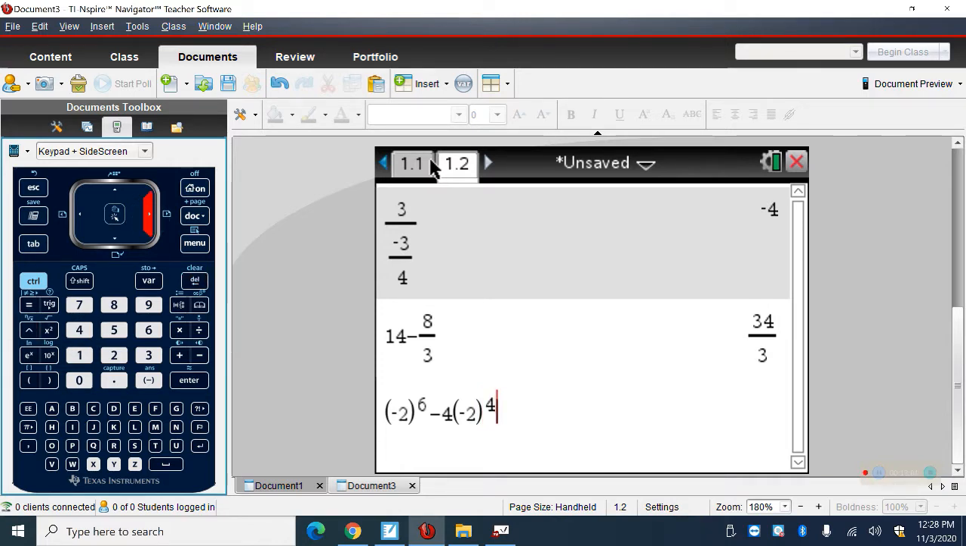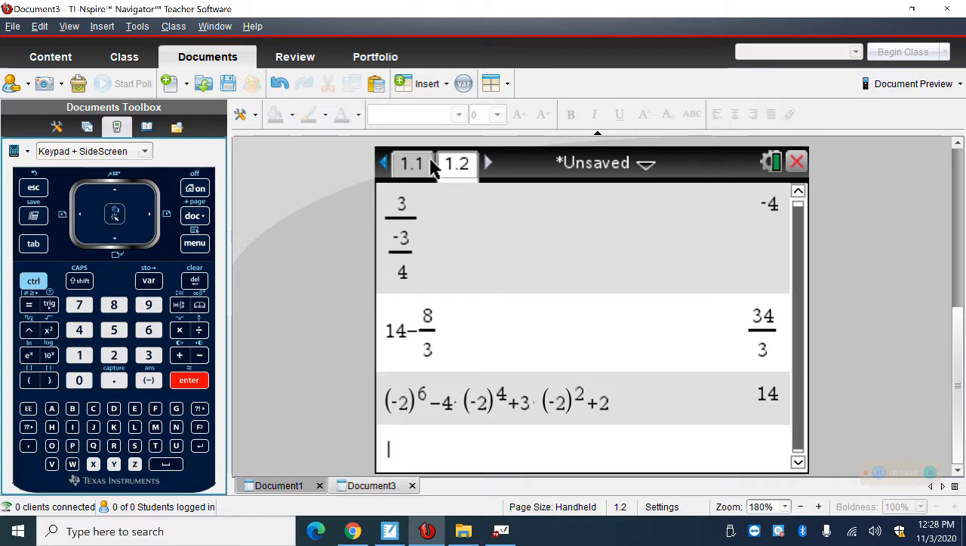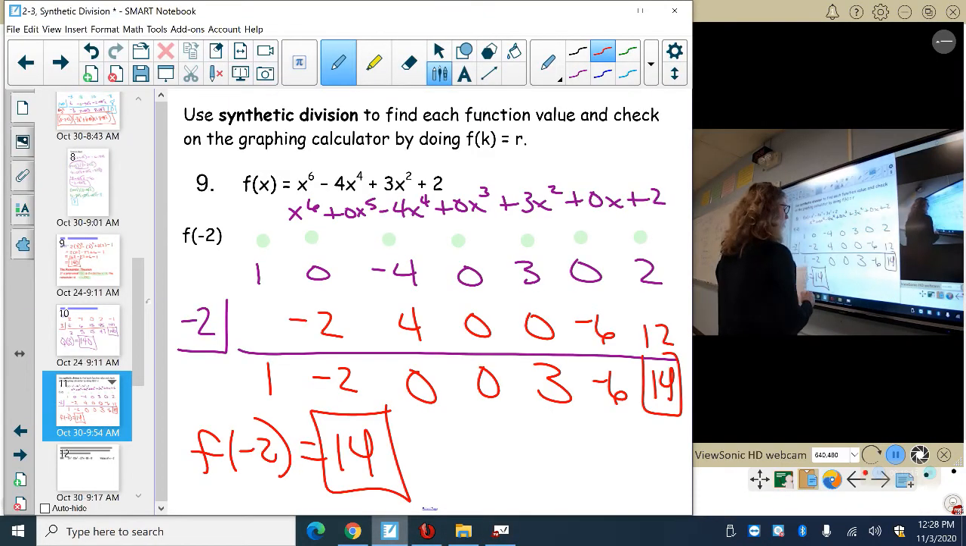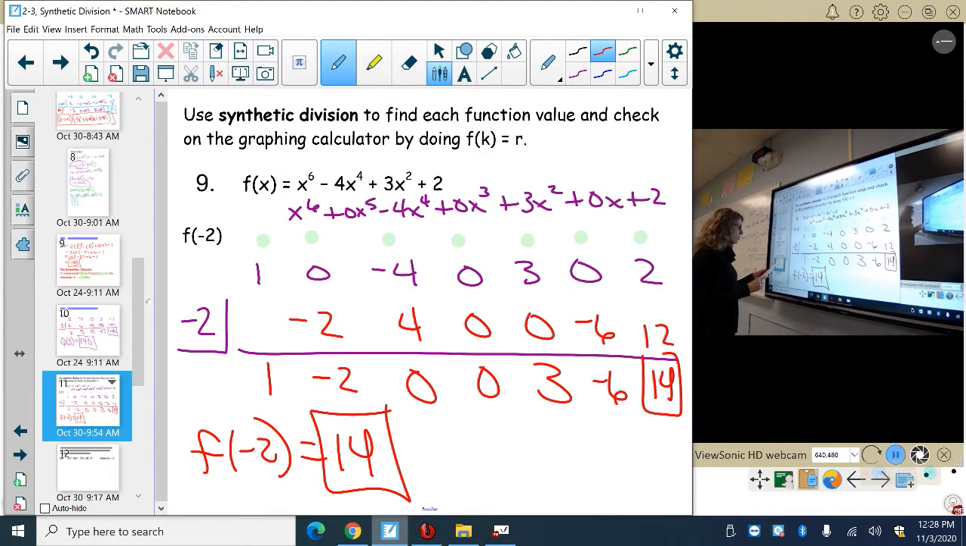Then plus 3 parenthesis negative 2 raised to the 2nd power plus 2, and hit enter, and it gives you 14. So we've proven that that is the correct answer. Okay? That is how you're going to do 9 and 10.